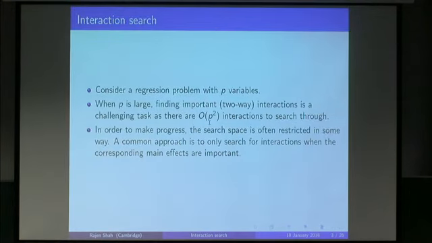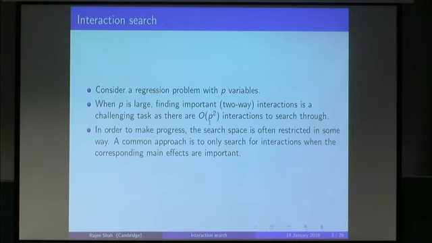Okay, so let's just set up the problem. Let's suppose we want to do regression, and we're in a high-dimensional situation. We've got p variables, and p is large. And we don't want to just look for main effects. We think that there might be some interactions there as well. Now, of course, when p is very large, even looking just for pairwise interactions can be a computationally intensive task, because we have order p squared pairwise interactions to somehow search through.